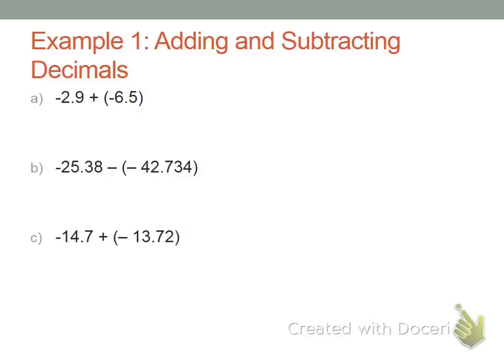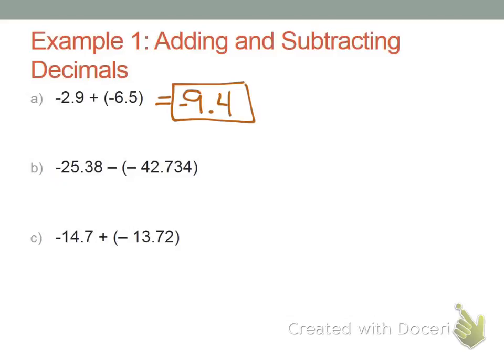Like on example 1a, do you have same sign or different? Same sign. So we're going to add and keep. Negative 2 9/10 minus 6 7/10 gives us negative 9 6/10, right? Same sign, add and keep. Or sorry, 9 4/10. Alright, so go ahead and solve B and C.